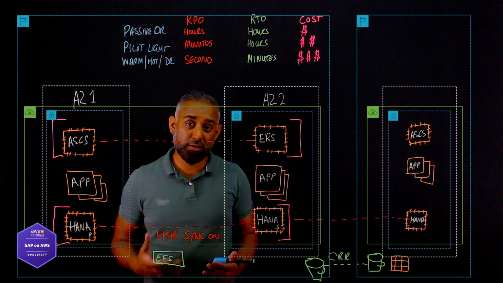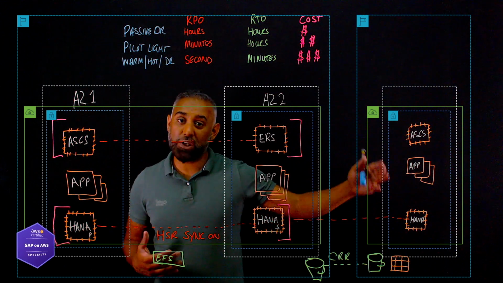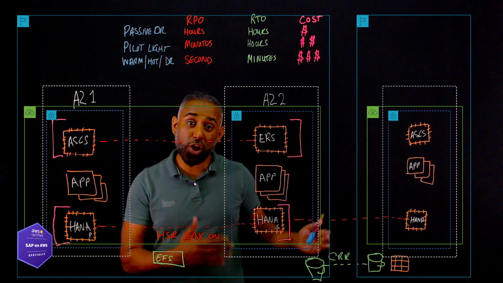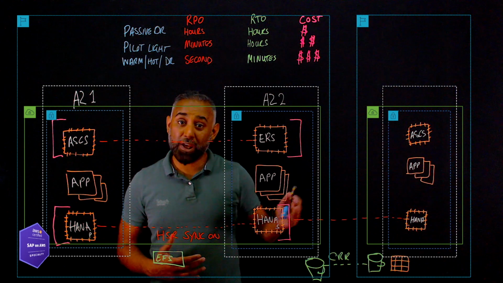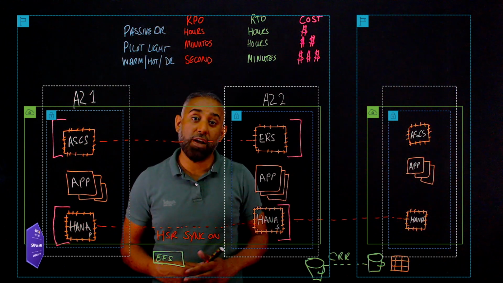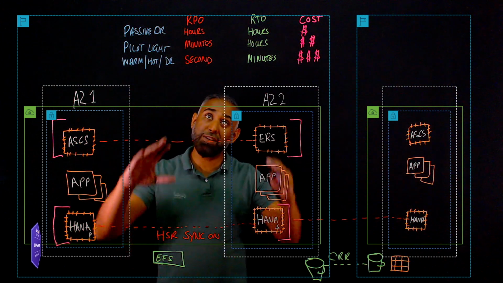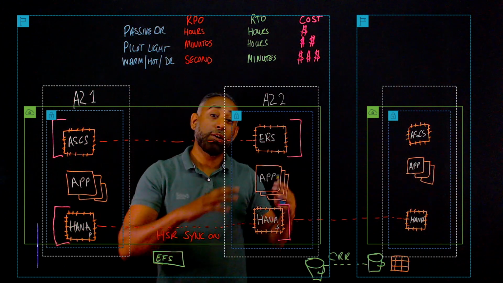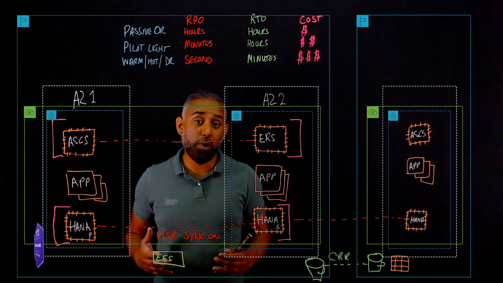When we talk about cost, we have active nodes running in our secondary region. We have a HANA production size node running, application tier nodes running, with ASCS running, so the cost is significantly higher. So it's really important to understand RPO and RTO versus the cost based on customer requirements.